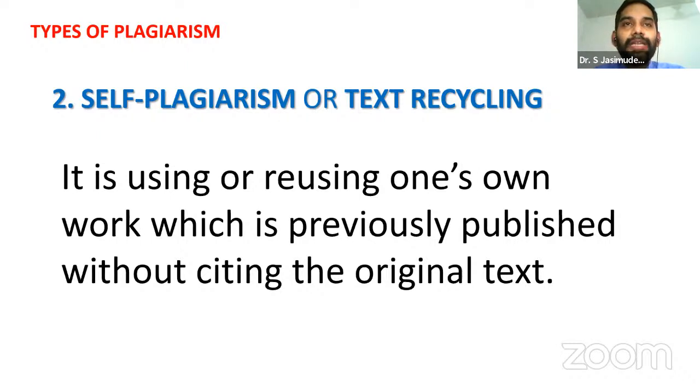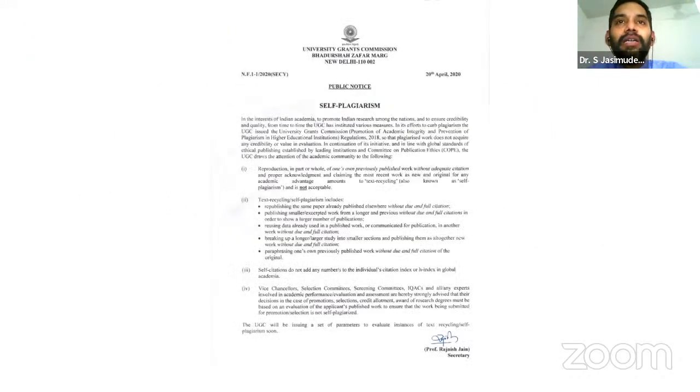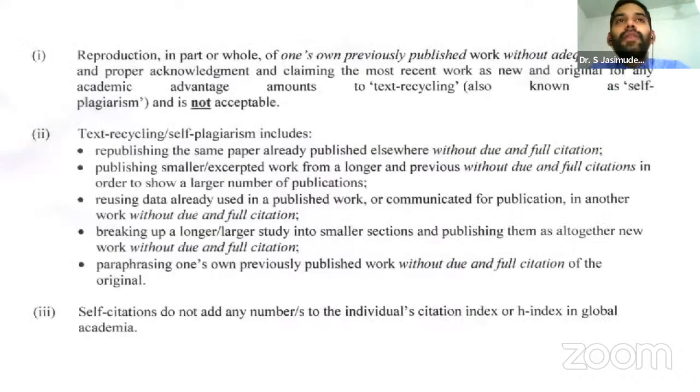And self-plagiarism is using or reusing one's own previously published work without citing the original text. This is self-plagiarism. And what does the University Grants Commission say about self-plagiarism? See, reproduction in part or whole of one's own previously published work without adequate citation and proper acknowledgement, and claiming the most recent work as new and original for any academic advantage amounts to text recycling, also known as self-plagiarism, and that is not acceptable. So the regulation is there, the order is there.